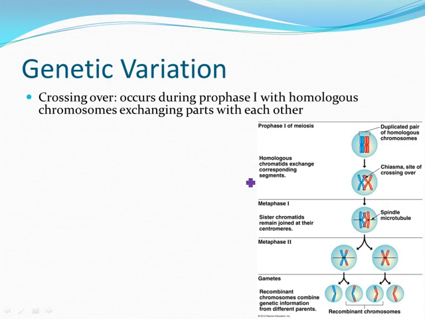Okay, so we already touched a little upon all the different ways of genetic variation. We talked about crossing over. When does it occur again, crossing over? That's cytokinesis. Yeah, during prophase 1, that's when you end up having crossing over. And once again, this is where you have the homologous chromosomes. They start swapping parts of themselves with each other. Chiasma is the location where the crossing over actually occurs.